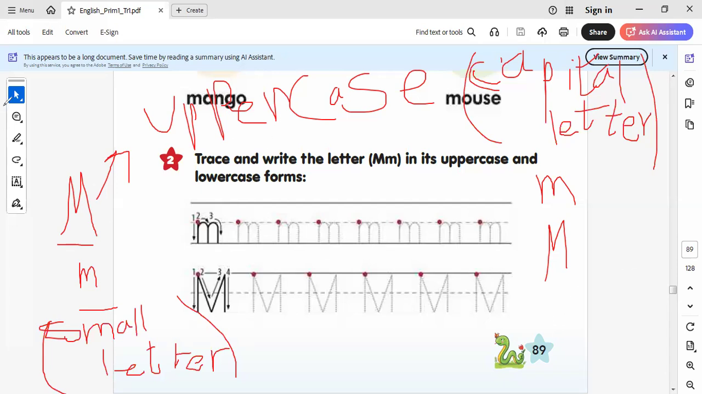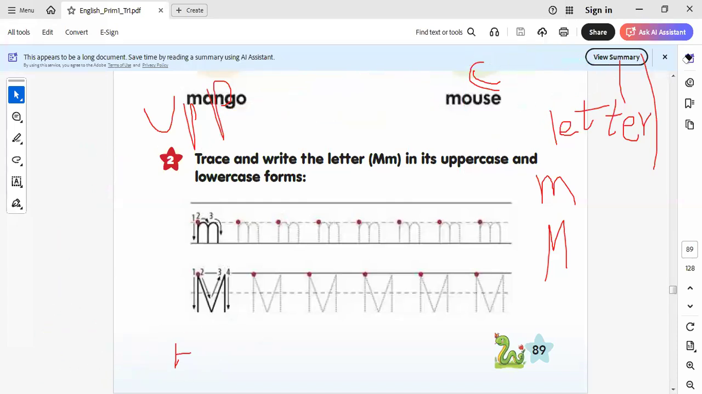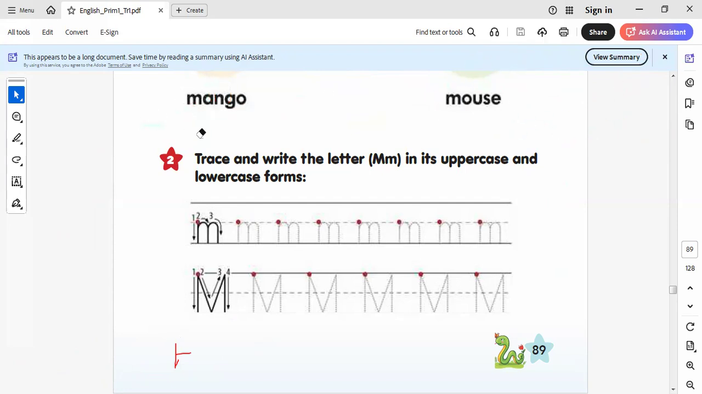I would like to know how to write capital M and small m. Okay. I will trace one, and I will leave the rest for you to do by yourself as homework. I will leave the link of the booklet below the video to download it and answer by yourself.